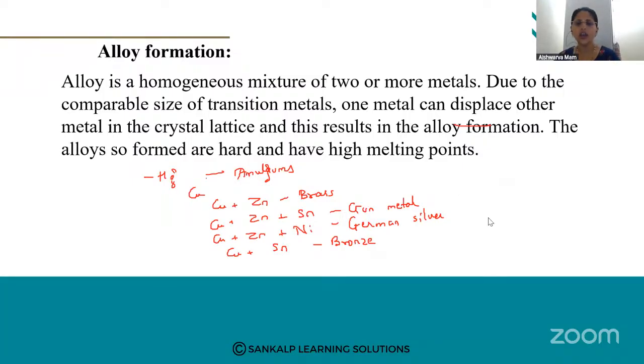Then you have alloys of iron also. You have stainless steel, which is an alloy of iron, nickel, chromium, and traces of carbon. Then you have Invar steel, which is steel plus nickel. Steel is prepared and an appreciable amount of nickel is added. Alnico is iron, nickel, and cobalt. So these are all the alloys obtained from transition metals.